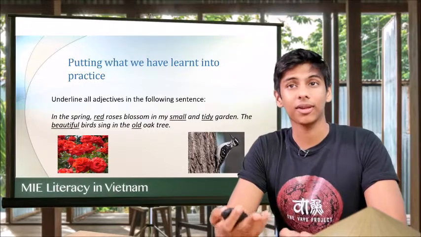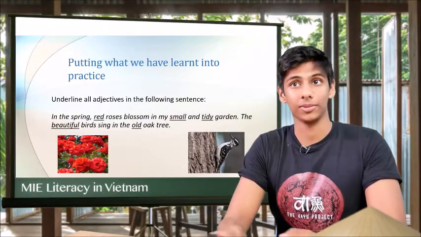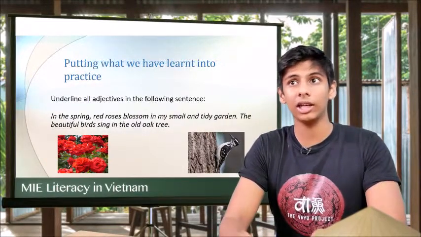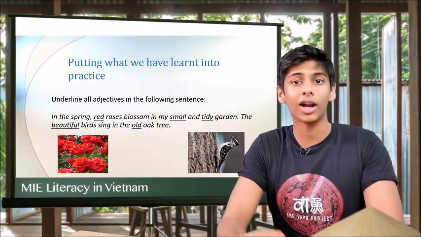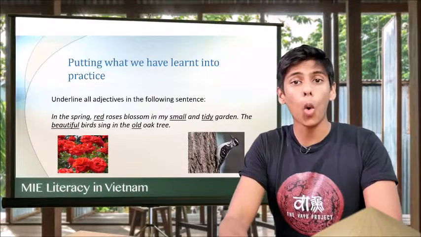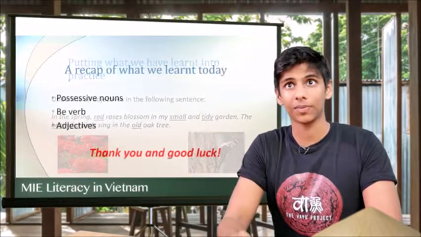So, of course, you have red because it describes the roses. We have small and tidy that describe the garden. We have beautiful because it describes the birds. And we have old because it describes the oak tree.